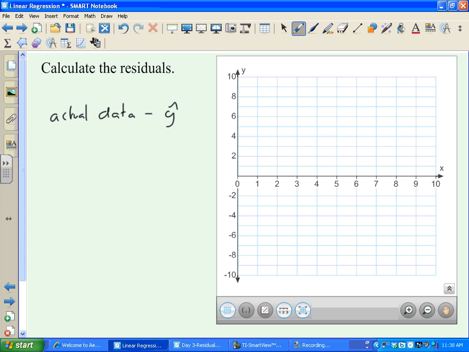In this case, we will have 4 residual values. Why? We had how many data points? 4. If we have a data set of 20, we will have 20 residuals. We have a data set of 100, we will have 100 residuals. You can only have the same number of residuals as you do actual data pieces. So let's calculate the residuals real quick. It's always actual minus predicted. So we can do that a couple of ways.